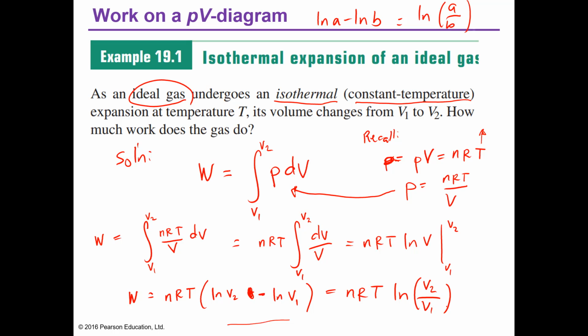So this is now the work done at constant temperature, and the volume changes from V1 to V2. So this is now my work done by the gas. Very simple, right? It's the work done by the gas.